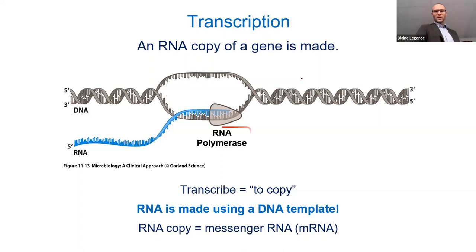You can see the enzyme here is called RNA polymerase, because this time we're making RNA and not DNA. So there's a little picture of the process happening. You can see the DNA is getting unspooled, and we got this little strand of RNA being produced.